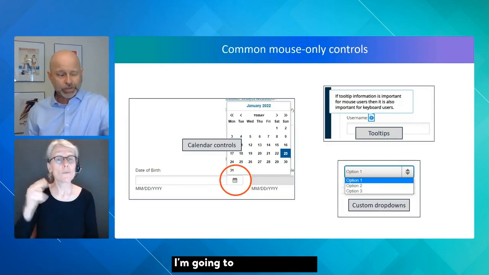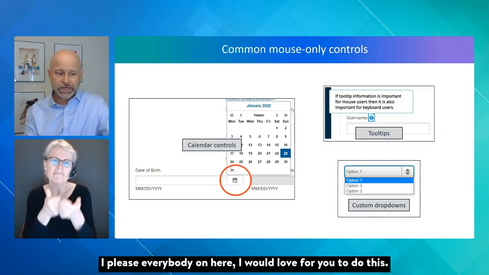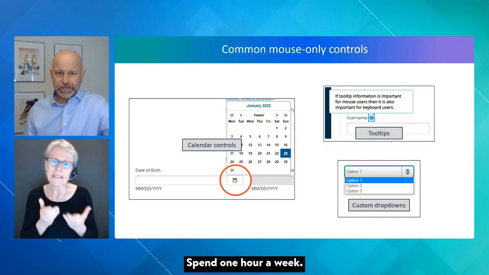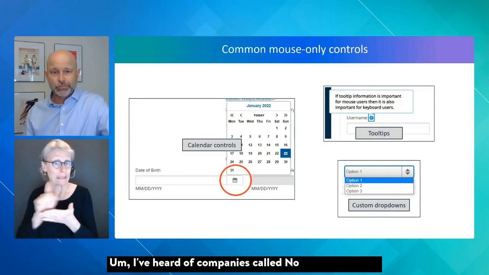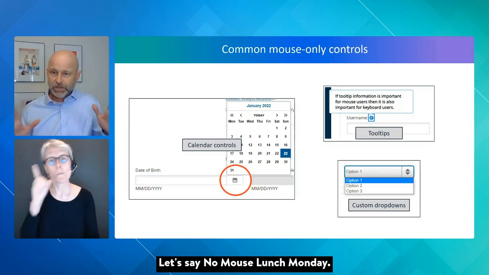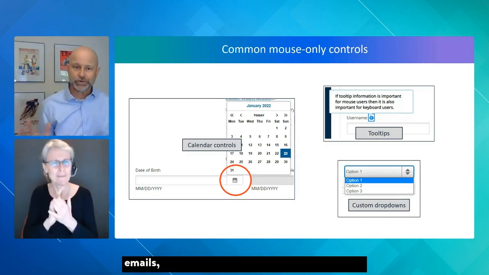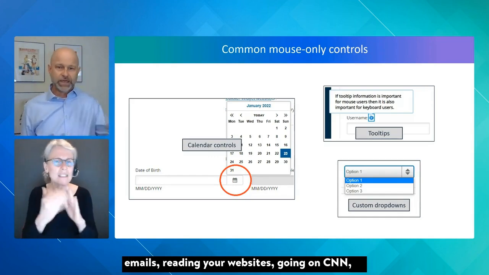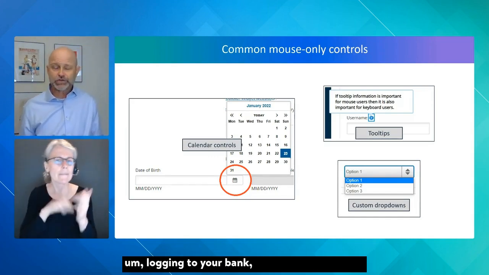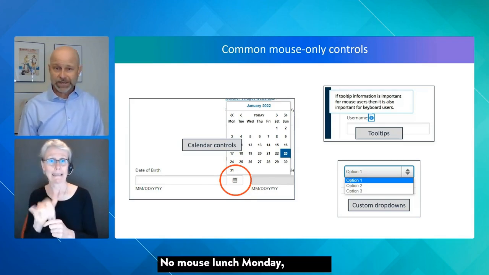I'm going to put a challenge. I please ask everybody on here, I would love for you to do this. Spend 1 hour a week. I've heard of companies doing No Mouse Monday. Let's say No Mouse Lunch Monday. Pick an hour, try to do your regular work. Send emails, read your websites, go on CNN, or log into your bank. Just use the keyboard. No Mouse Lunch Monday, let's say.